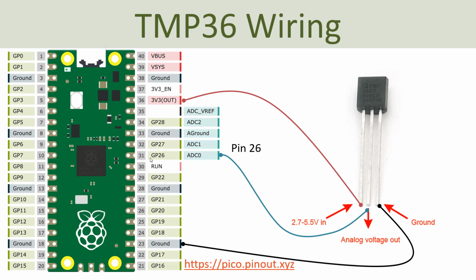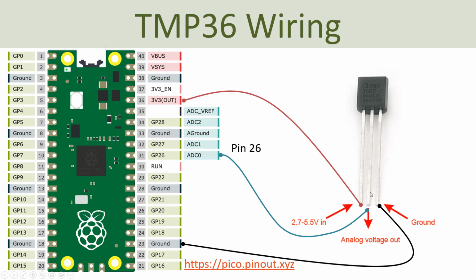Basically, this is an example of how you can wire the TMP36 to the Raspberry Pi Pico. You need the 3.3 volts, which is connected to the first pin, and the third pin is ground, for which you use one of the ground pins. I just use this one. You can of course use this one, this one, this one, etc.